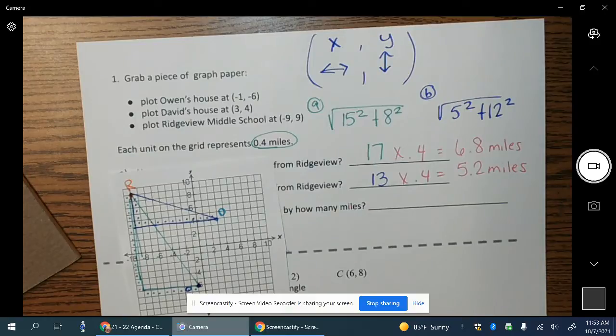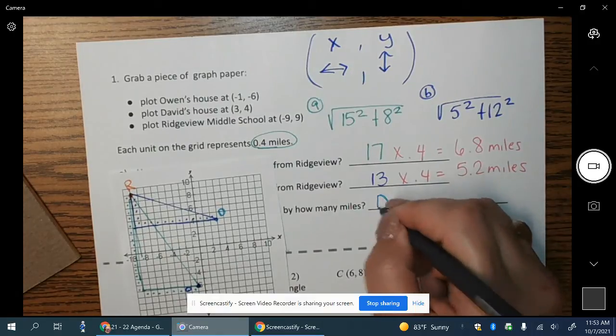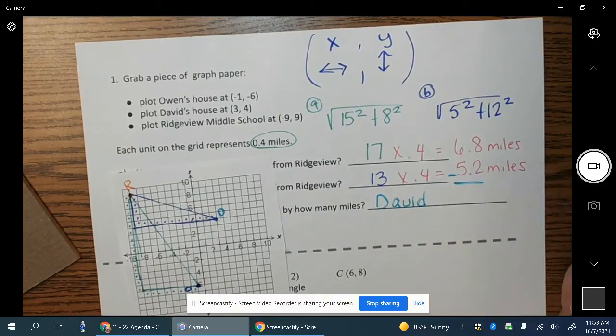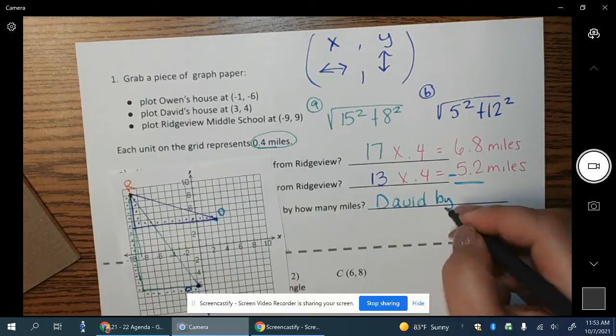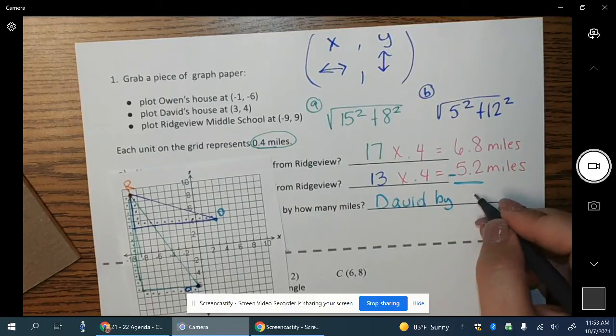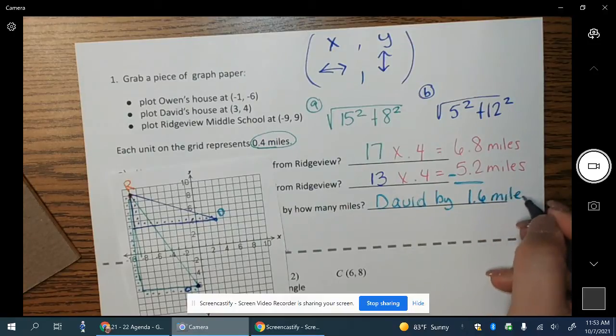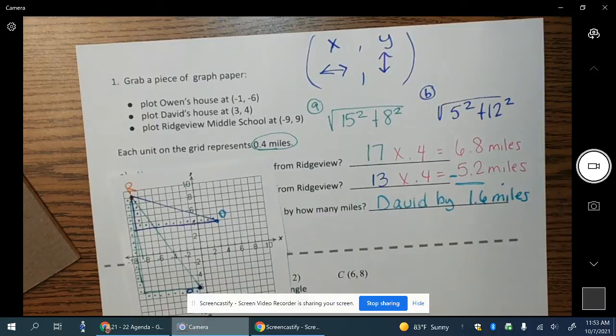Okay? Who lives closest to school? David is closer. And the last part says, by how many miles? What do you need to do? Subtract. Good. 1.6 miles. Any questions? Pretty easy? Okay, we're doing the exact same thing.